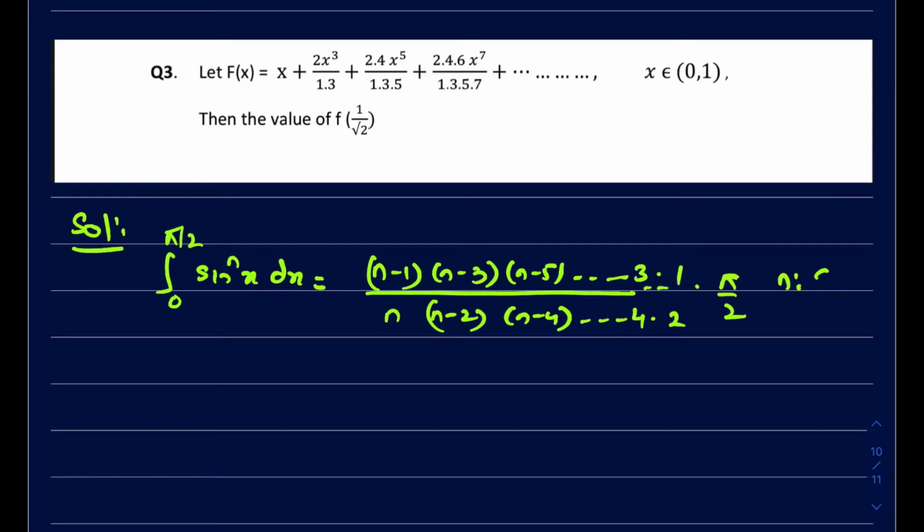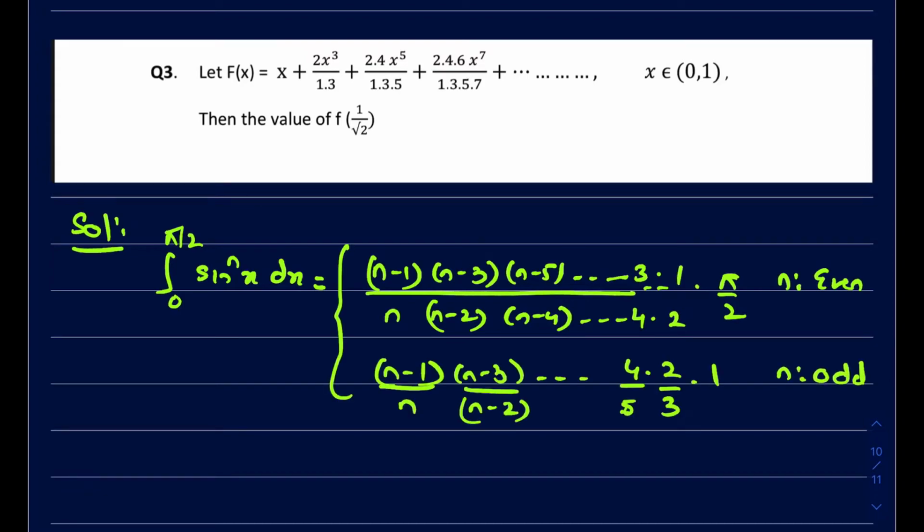This is the case when n is even. When n is odd, this is the value of the integration from 0 to pi by 2 of sine nx. Now, depending on the value of n, you can find different results.